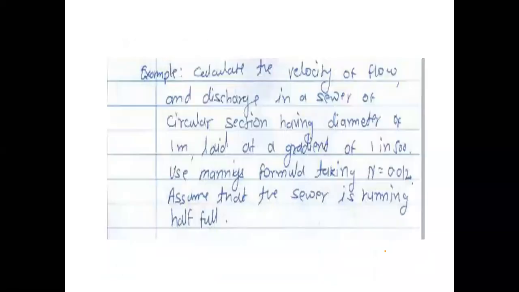Okay, now write down the problem. A very simple problem we'll go for first. Calculate the velocity of flow and discharge in a sewer of circular section having a diameter of 1 meter, laid at a gradient of 1 in 500. Use Manning's formula by taking n is equal to 0.012 and assume that the sewer is running half full. Write down this formula in your notebook.